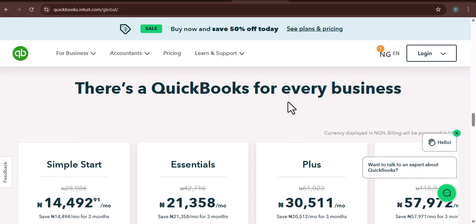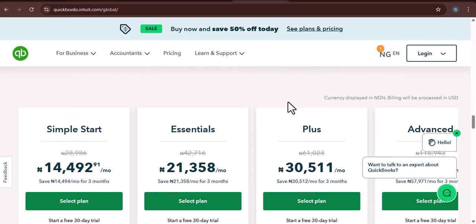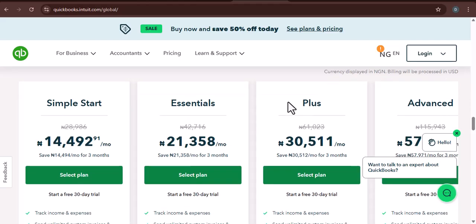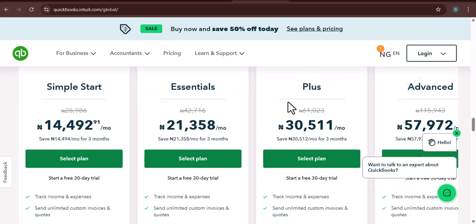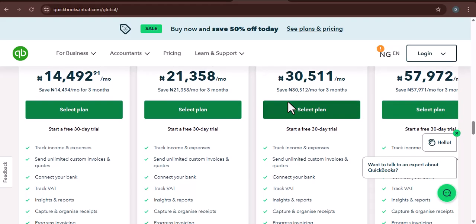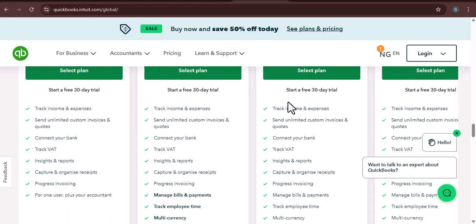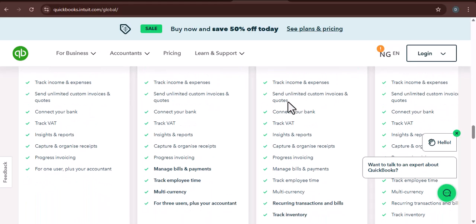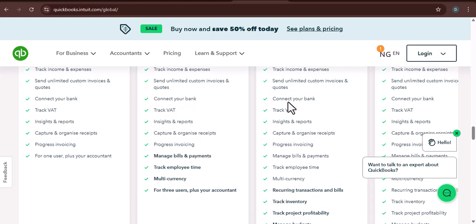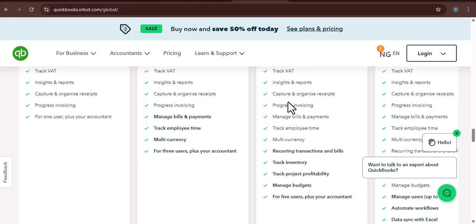Bank feeds. If you've connected your bank accounts and credit cards to QuickBooks Online, your accountant can see the transactions coming in and out of your accounts. This allows them to reconcile your accounts and ensure everything is accurate. Reports. Your accountant can generate and view various financial reports, such as profit and loss statements, balance sheets, and cash flow statements. These reports provide a snapshot of your business's financial performance.